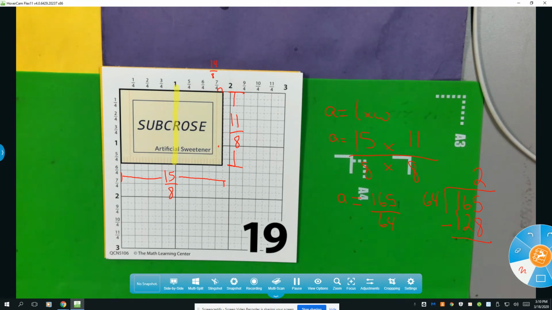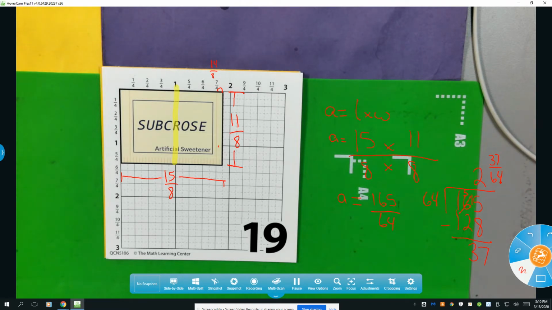Now I cannot do 5 minus 8, so I'm going to borrow from the 6. I'm going to regroup it and make it into 5 tens and 15 ones. 15 minus 8 is 7. 5 minus 2 is 3. There's nothing left to bring down. So I'm going to put 37, 2 and 37/64ths. So we have 2 answers here.